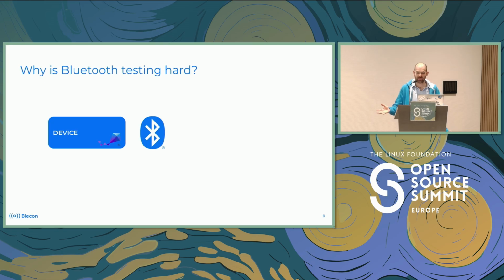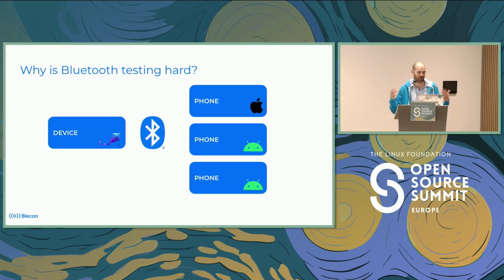So why is Bluetooth testing hard? If it was easy, I probably wouldn't be here talking about it, and we wouldn't have spent a lot of time in the team thinking about how we test our device software. It's hard because when you test a Bluetooth device, you're not testing it in isolation. It's part of a system. It's your device talking to a phone.